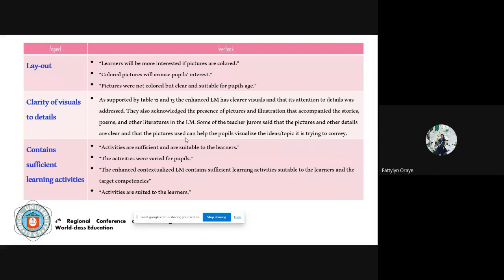Contain sufficient learning activities. Activities are sufficient and are suitable to the learners. The activities were varied for pupils. The enhanced contextualized LM contains sufficient learning activities suitable to the learners and the target competencies. Activities are suited to the learners.